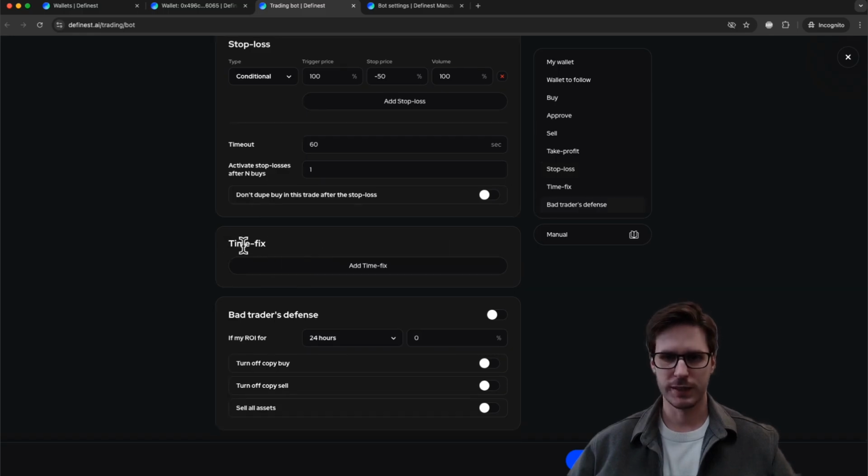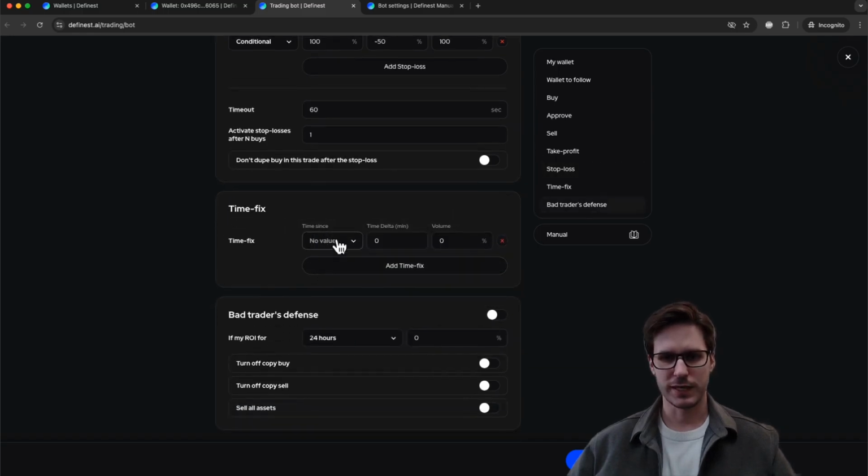There is also a time fix. Time fix allows you to sell a coin after a certain period, for example, from the launch of the coin or from our purchase. For instance, we bought a coin and 60 minutes have passed. Then we can, for example, sell half of the coin. It also helps for sniping. For example, I realize that some coins, let's say most of the successful coins, become successful about 6 hours after launch. For instance, after 6 hours, you can sell a coin at its peak.